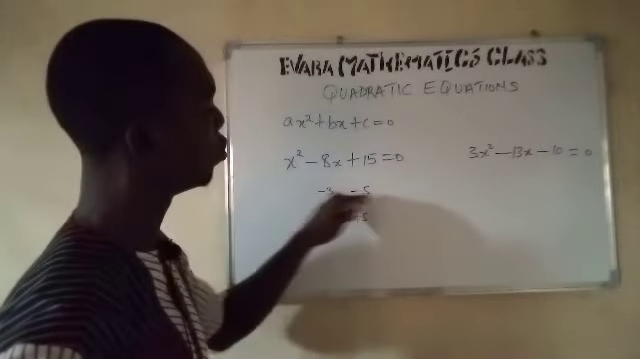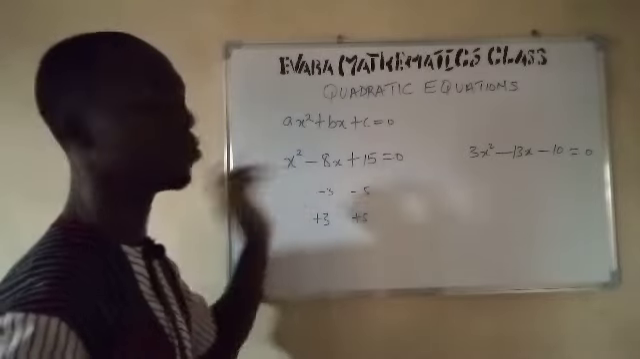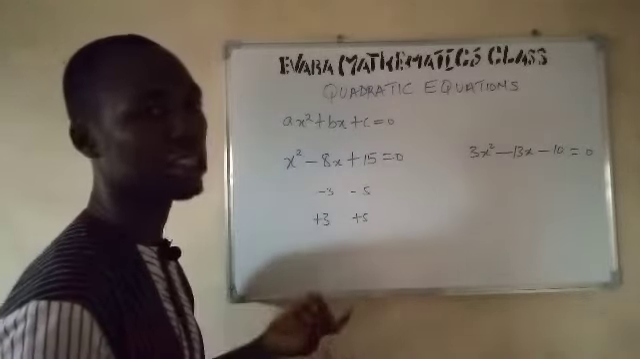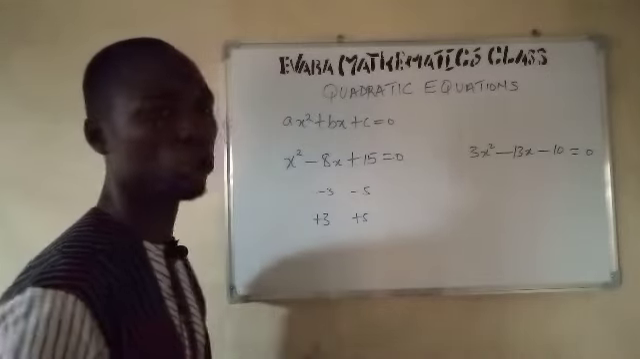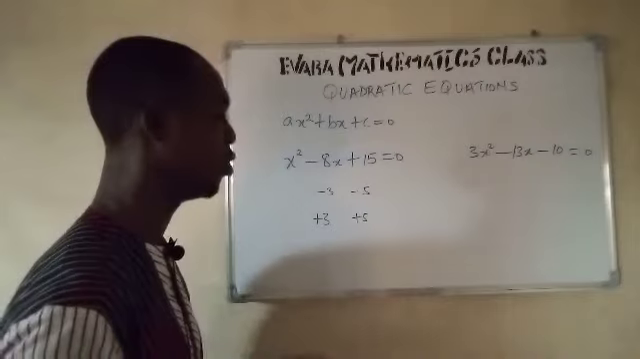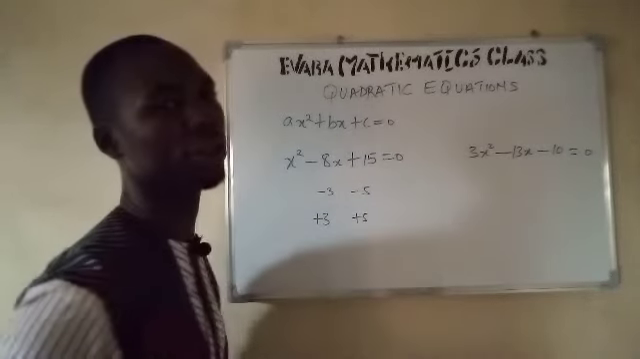Just get the two numbers whose product is 15 and whose sum is minus 8. Once you do that, then you change their signs. Any that is positive will become negative, any that is negative will become positive. That's all. So the roots of this equation are plus 3 and plus 5.